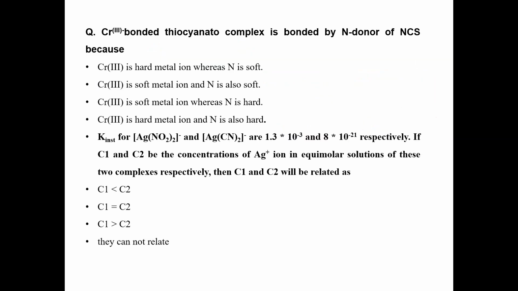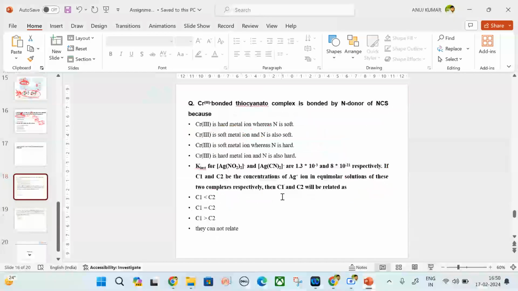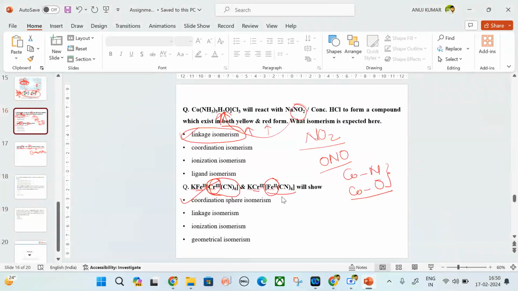So the next two. Chromium bonded thiocyanato complex is bonded by the nitrogen donor of NCS, because this question is basically related to the hard soft acid base principle, that basically states that hard sites bind to hard. I have already explained.